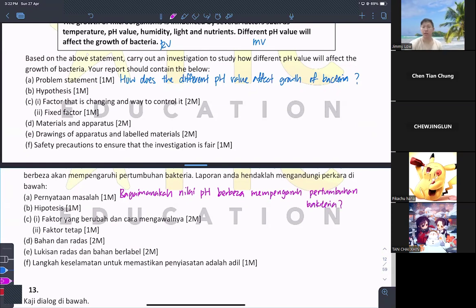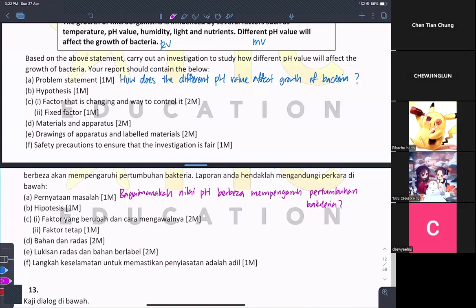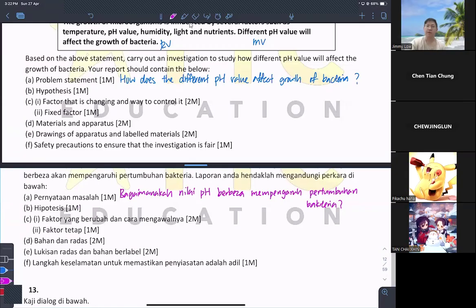Then question mark. So this is how you deal with the questions. Okay, format stuff. So hypothesis as well. You cannot say the higher or the lower pH value than the growth of bacteria, because both higher and lower will affect the growth of bacteria.